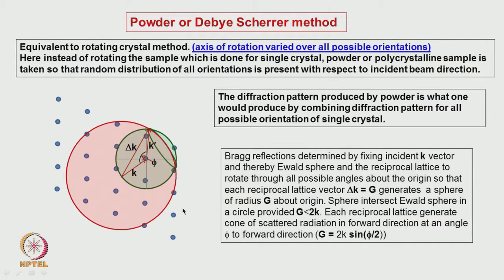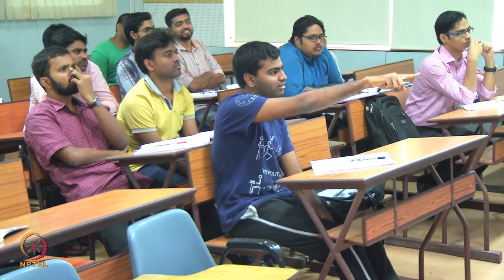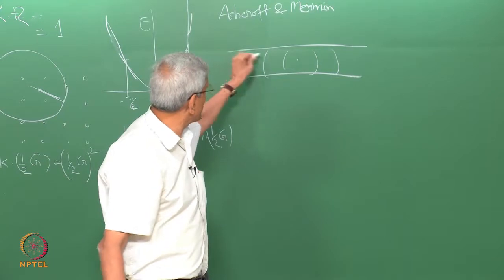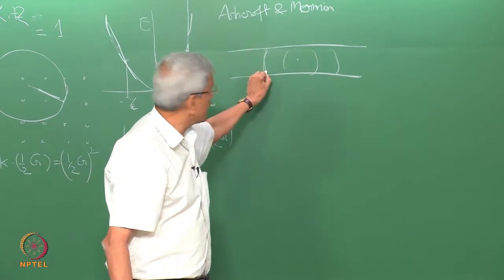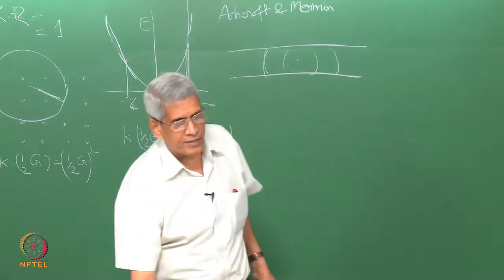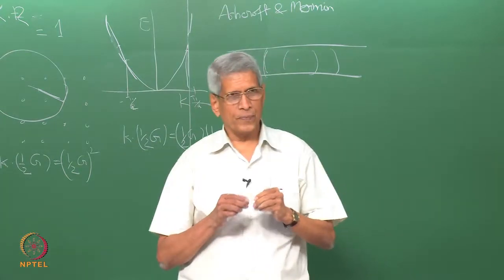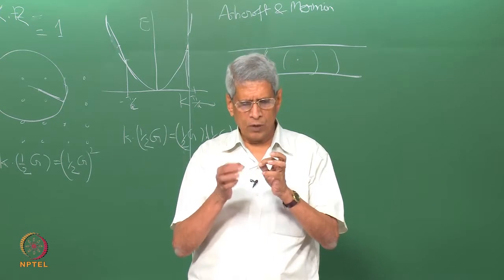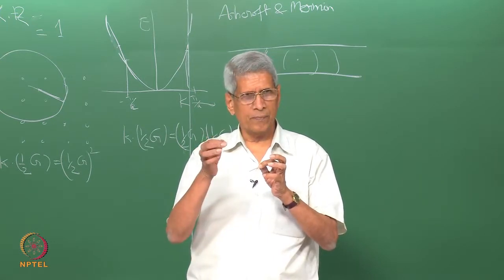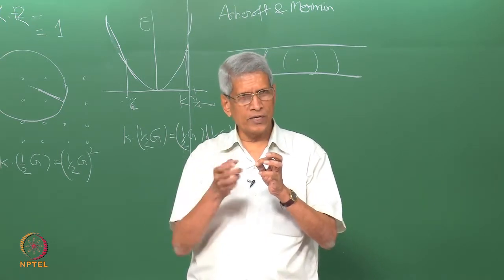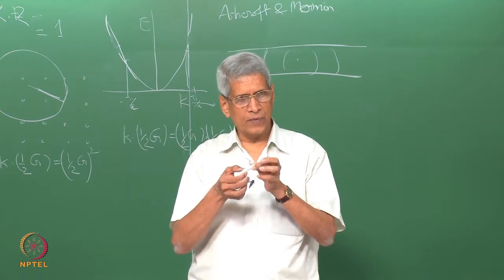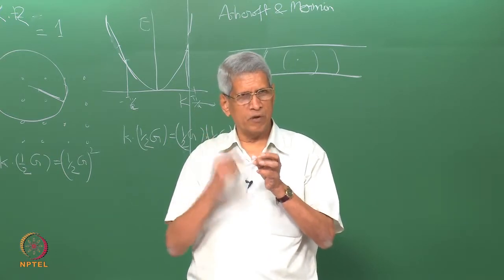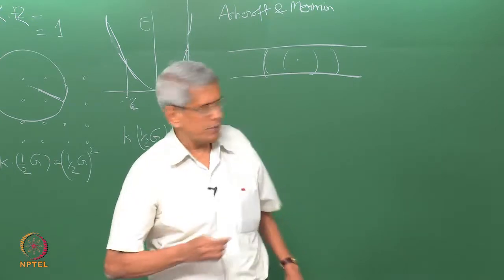Why do you have those lines in that? Which one? These lines, those circles. That is what I said: if I take any one particular direction, one orientation of the sample, I get a peak. If all other orientations are there around this, if I rotate it, there will be many peaks. A simple example which I will tell you.